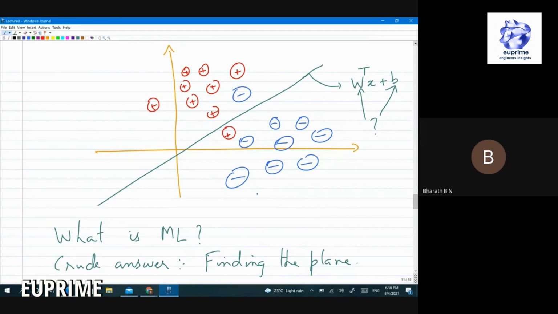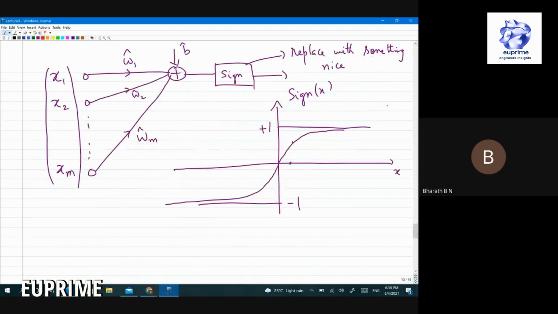Or I can say (a, b, c) transpose times x plus b. So all that I have to do is w transpose x plus b. So I have to implement that. How do I implement it? The implementation is this: x1 times w1 hat plus x2 times w2 hat and so on, xm times wm hat plus b hat. That gives me the hyperplane equation, right? If I look at the sign of that, that will tell me whether it is to the left or right. So it's a simple implementation of a hyperplane test. That is what a perceptron is.